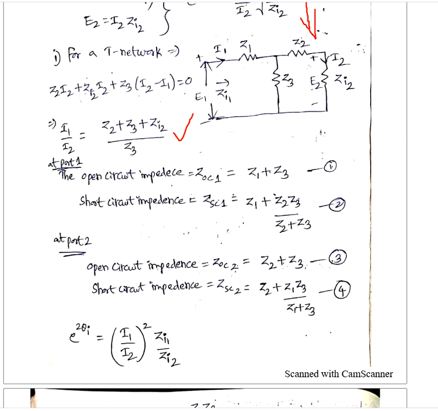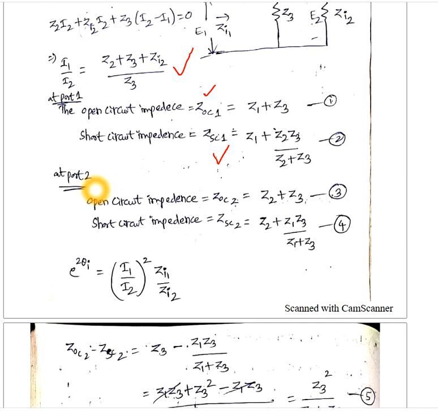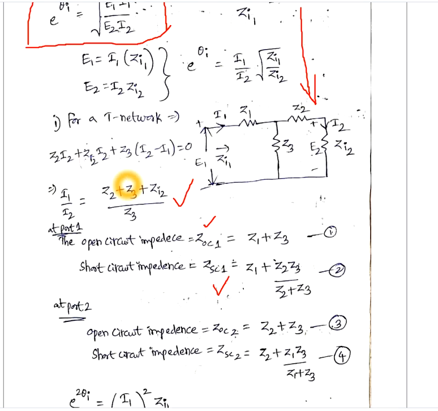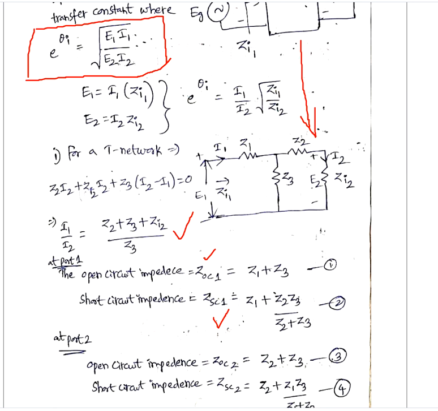Now at port 1 we have ZOC1 and ZSC1. How do we get ZOC1 and ZSC1? Otherwise Z1OC, Z1SC. You need to open circuit the other port and then get the input impedance. Similarly, you need to short circuit the other port and get the input impedance. The same things can be performed at port 2, then you will get Z2OC and Z2SC.